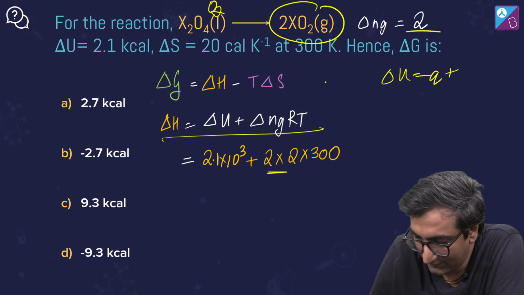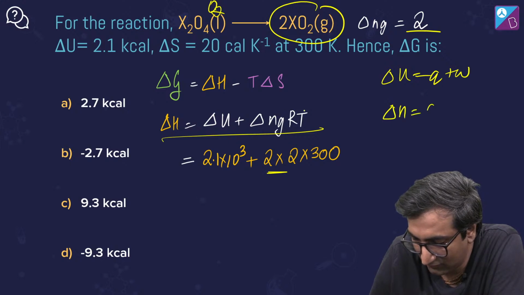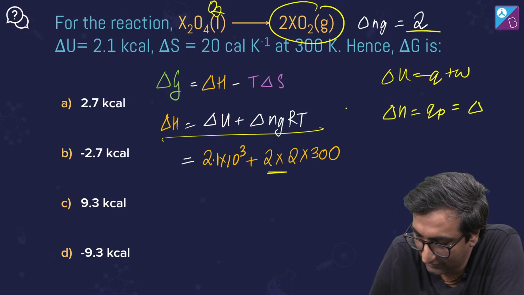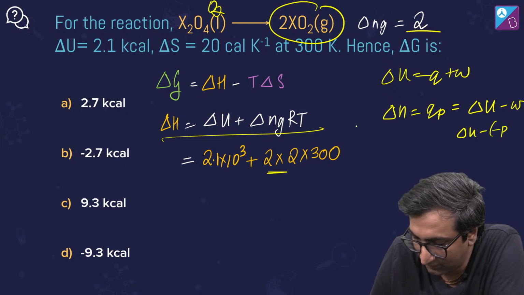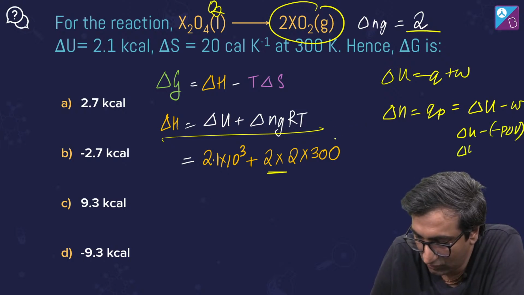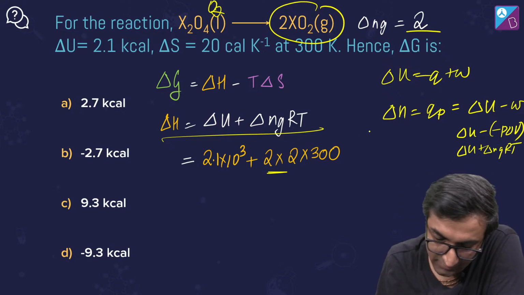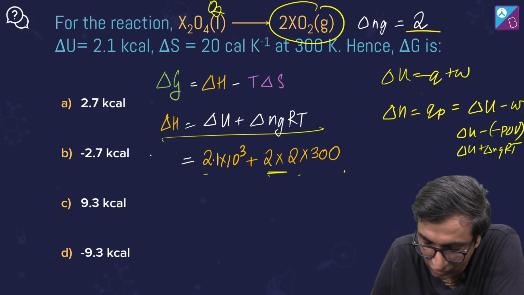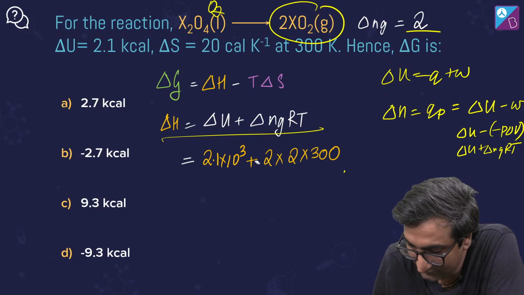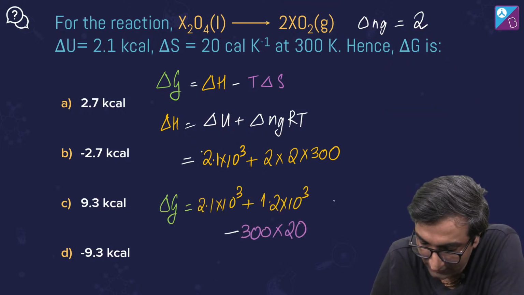Delta U is Q plus W. Delta H is equal to Qp is equal to delta U minus W, which is delta U minus of minus P delta V, delta U plus delta Ng RT. That's it. यही हमने यहाँ पे लिखा है. Okay, 2 into 2 into 300, 2.1 into 10 power 3. इससे मिल जाता है हमको to be some value.